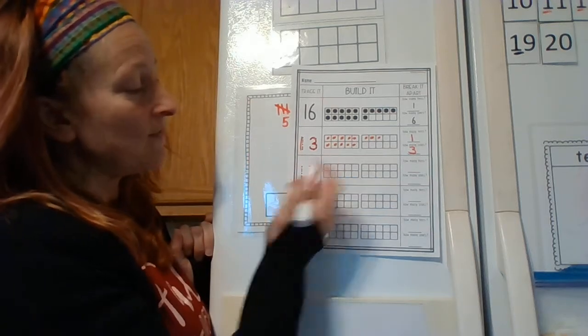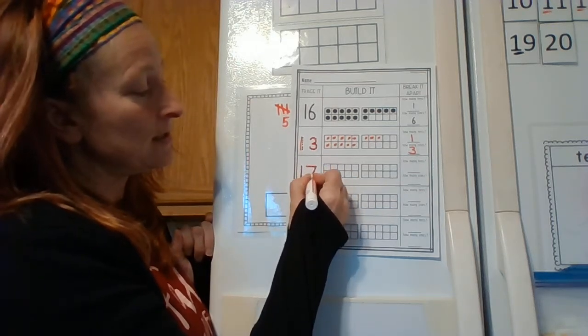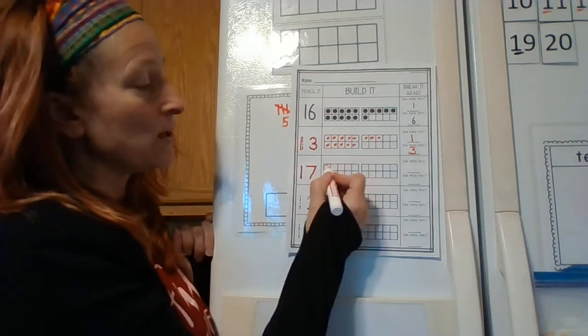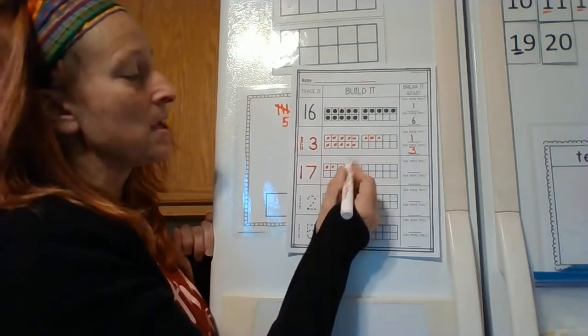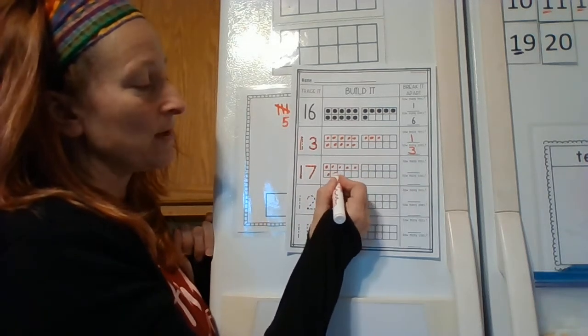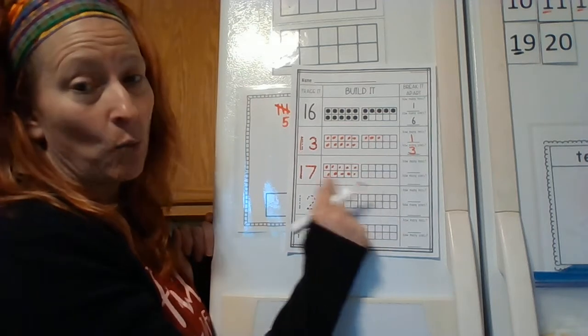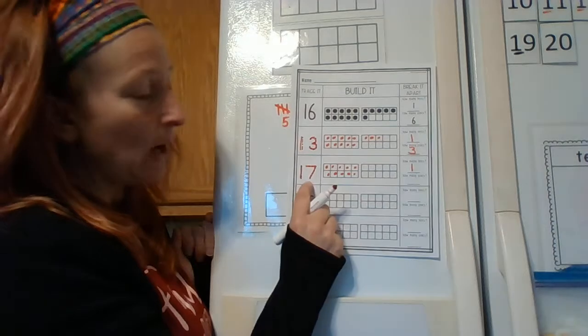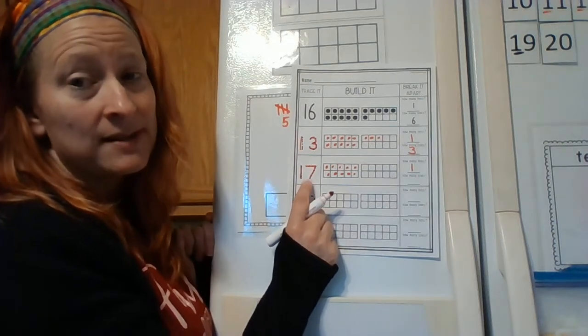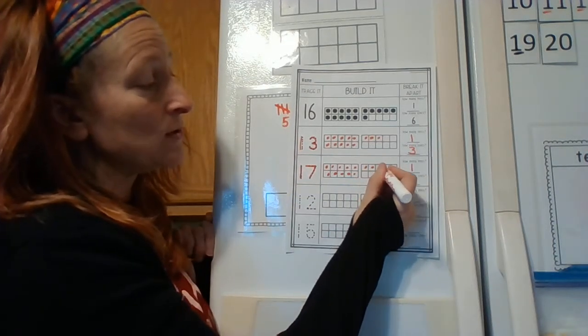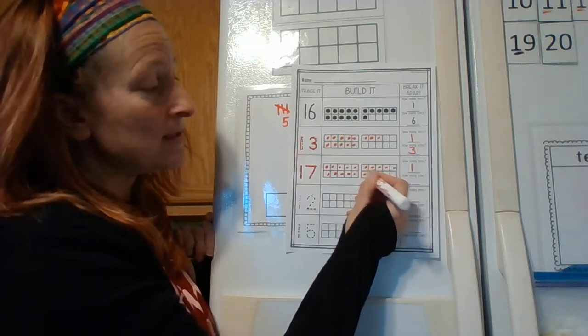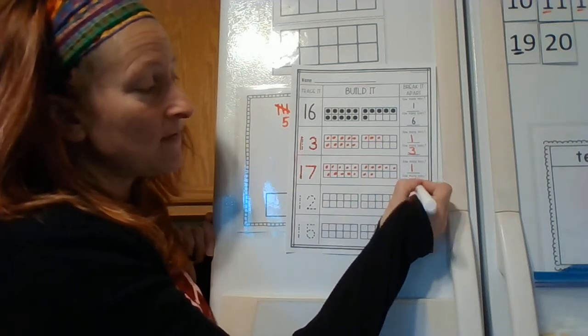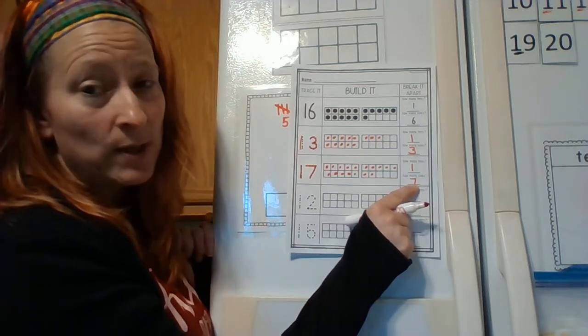Okay, the next one is 17. Trace 17. Now I need to build it. Well, I know that because of the 1, I need a group of 10. So there's my group of 10 because that's one full 10 frame. I can put my 1 there. Now I need how many ones? 7. So I'm going to go 1, 2, 3, 4, 5, 6, 7. Write my 7 there because that's how many ones I have.